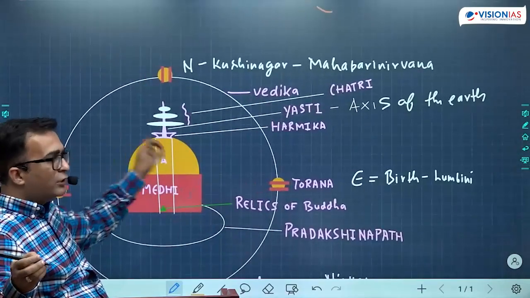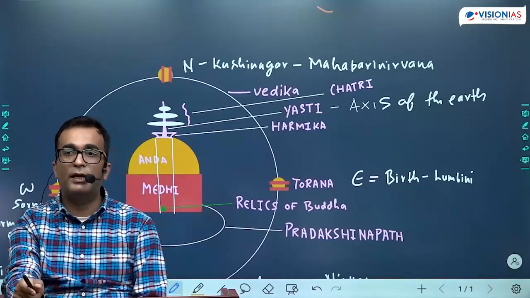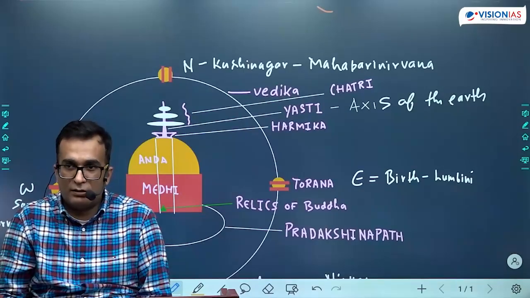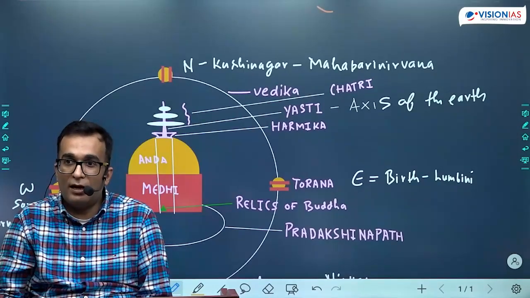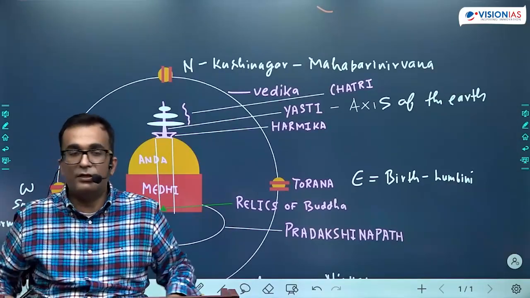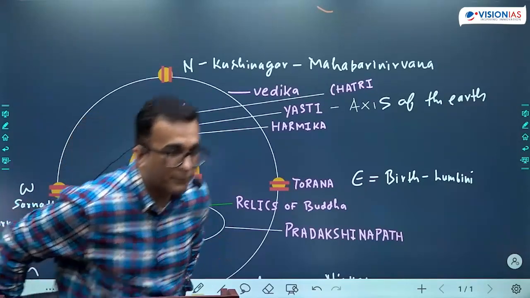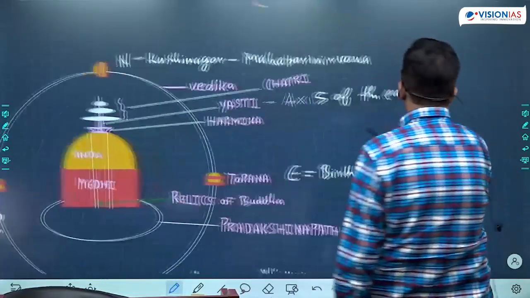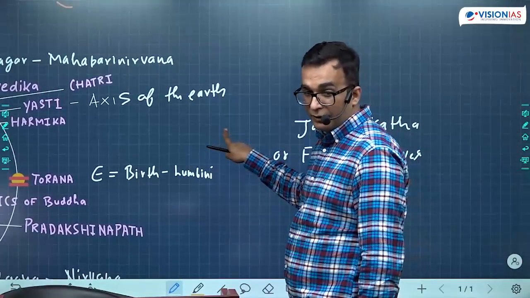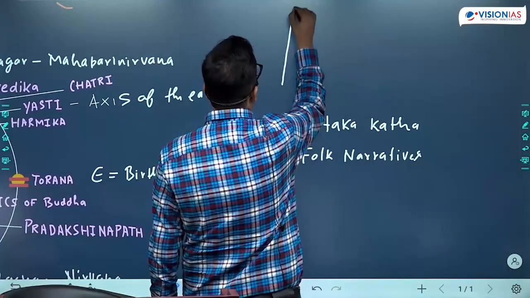Yes, a long spire, yasti. Spire yasti represents the axis of the earth. And then you can create one small diagram in the space that you have left, and write in it as well. So first do the writing work, and then you can create the diagram.